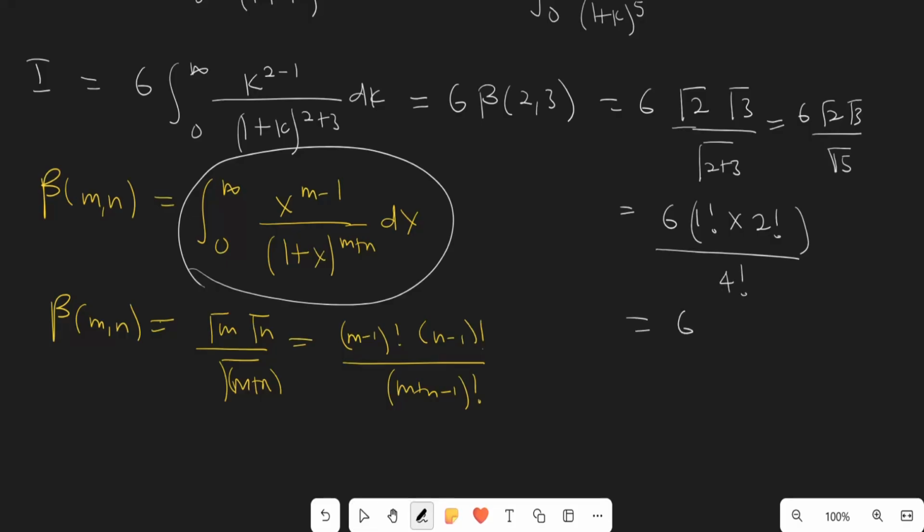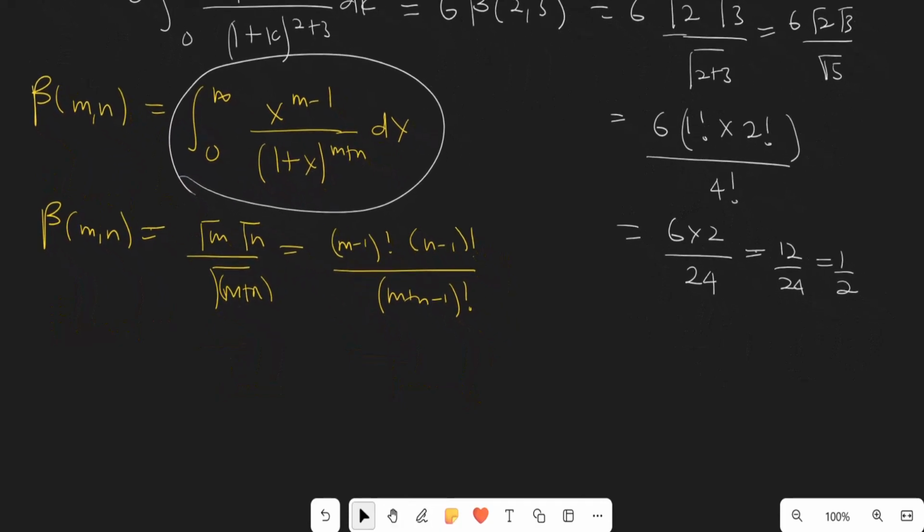So this is 6 times 2 at the top divided by 4 factorial, which is 24. And that is 12 over 24, which is equal to 1 over 2. So that is how our integral can be solved.